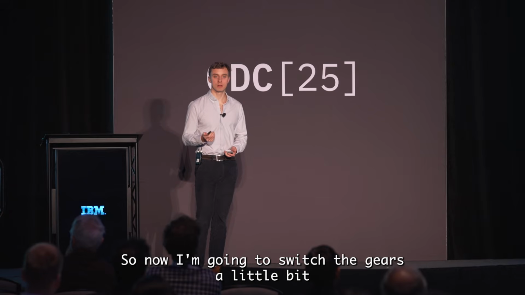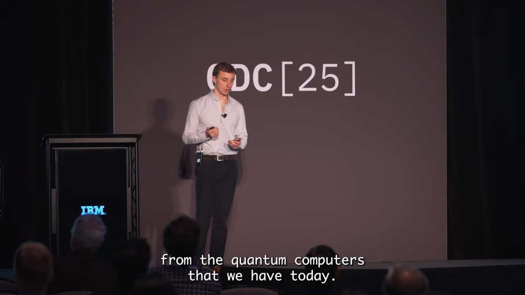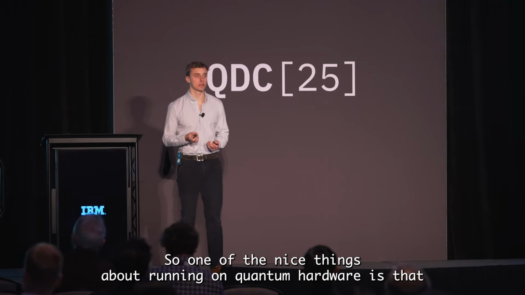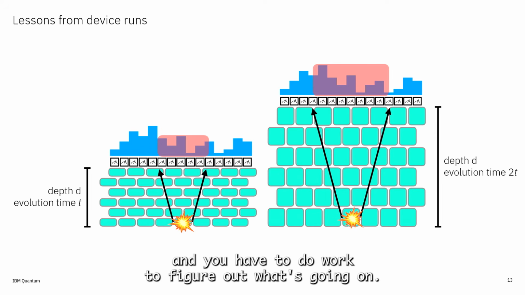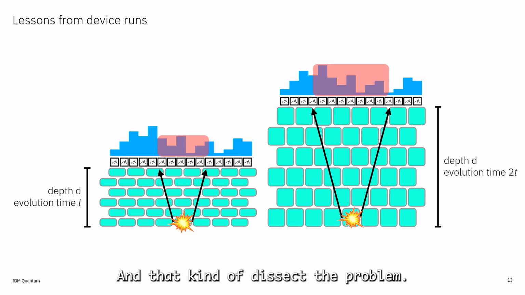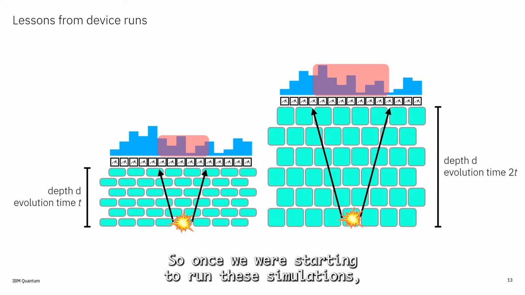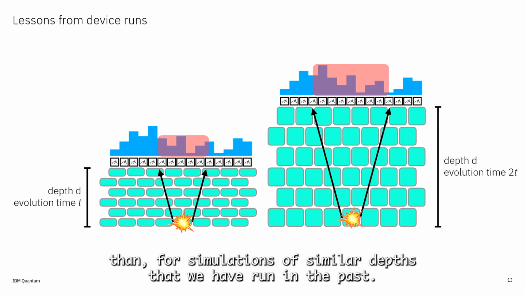So now I'm going to switch gears a little bit and tell you about some of the tricks that we use to actually get results from the quantum computers that we have today. One of the nice things about running on quantum hardware is that sometimes you see things that you don't expect, and you have to do work to figure out what's going on and dissect the problem. For us, one of the things that happened was about errors. Once we started to run these simulations, we realized that the results were a lot noisier than for simulations of similar depth that we have run in the past.